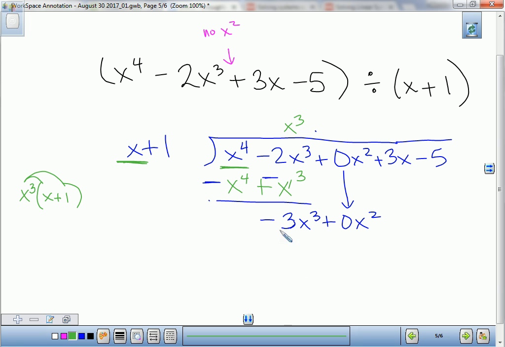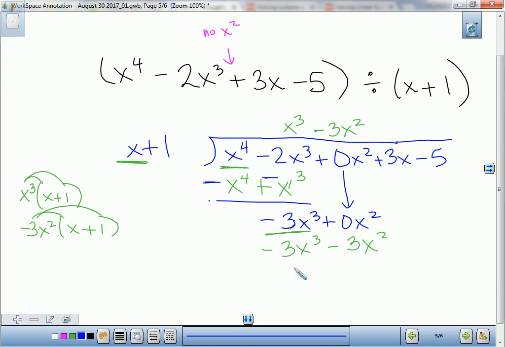All right, so now what do you multiply x by to get negative 3x cubed? Negative 3x squared. So now you're thinking, what happens when I distribute negative 3x squared here? This negative 3x squared has to be multiplied times this. Negative 3x cubed and negative 3x squared. Very good. So now we subtract.